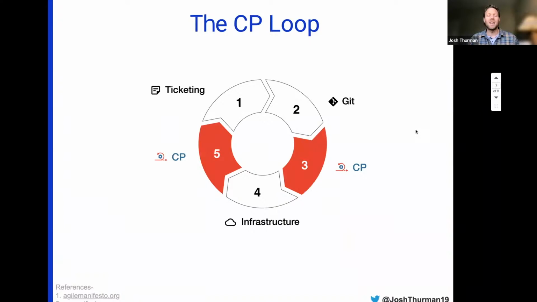Okay, let's dive even deeper on what the CP loop looks like. CP, for continuous previews, of course. You start with your ticketing system, where the feature is written up. Then you check out your Git branch and start working on it. Automation is employed to deploy that branch, or maybe a set of branches, to your infrastructure. Then, to finish out the loop, that preview URL is delivered back to my ticketing system or my collaboration software, and that's where the work can happen. Feedback is provided and the iteration can keep going until the feature is complete.